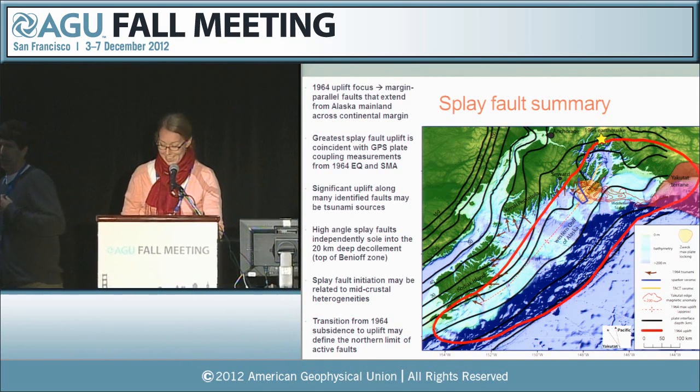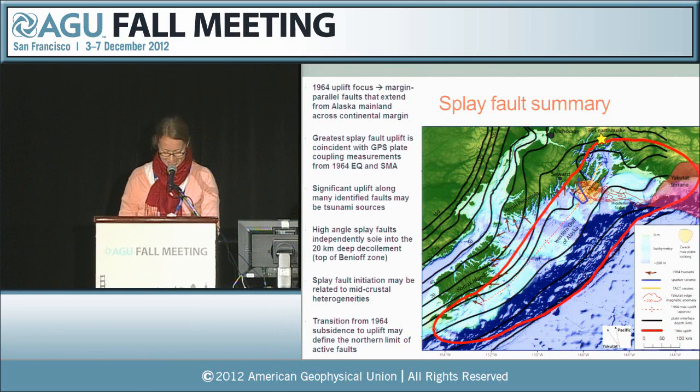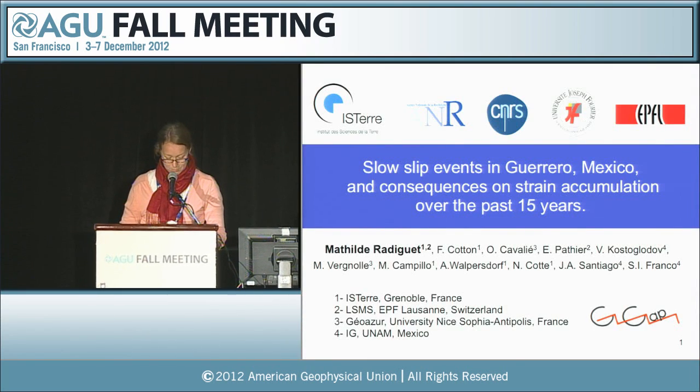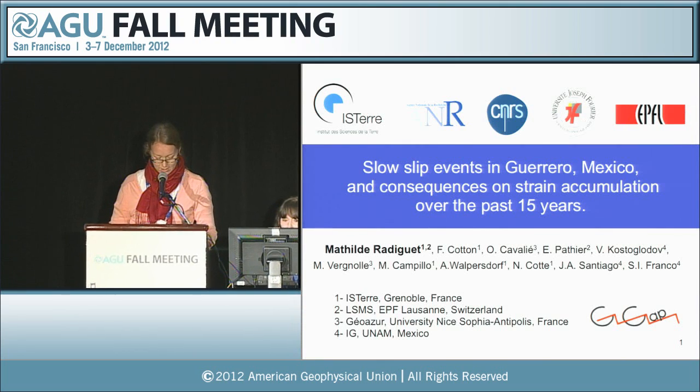Well, we don't really have any time for questions, but we'll move right to the next talk, which is an invited talk entitled Slow Slip Events in Guerrero, Mexico, and Consequences on Strain Accumulations Over the Past 15 Years. And presenting is Mathilde Radiguet. The other authors are Cotton, Cavalié, Pathier, Kostoglodov, Vergnolle, Campillo, Walpersdorf, Cotte, Santiago, and Franco.